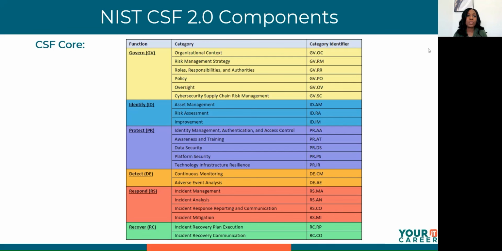Okay, but I also want to mention one thing. Is CSF a prescription, or does it prescribe exactly the way companies need to do things? Let me see if you were listening at the beginning. Is CSF prescriptive? Is it telling you this is exactly what you need to do? No. That's good. These are guidelines. They are guidelines.